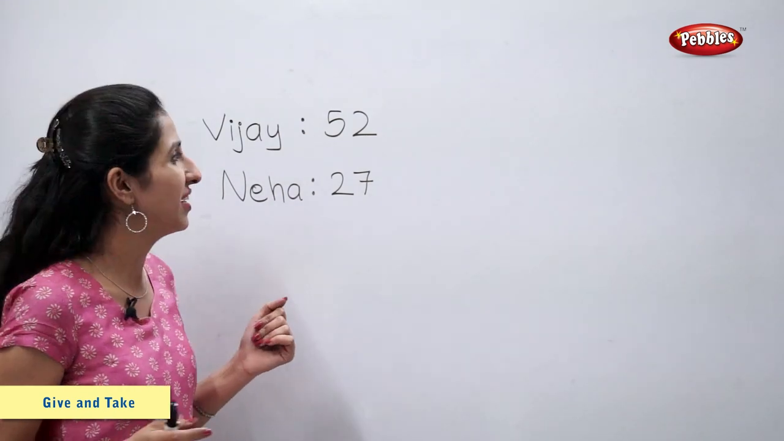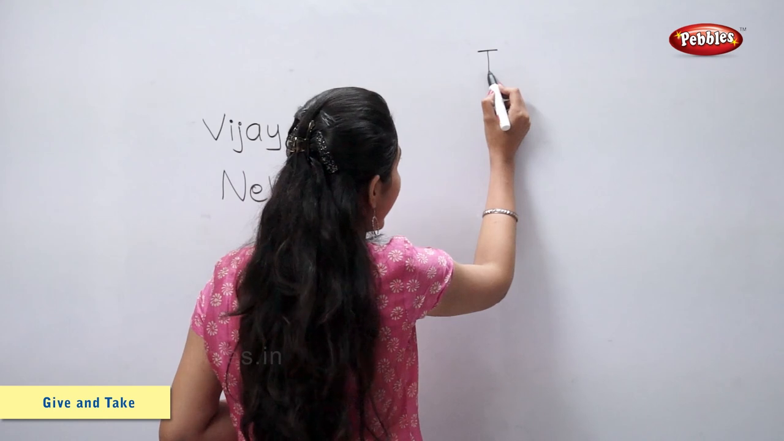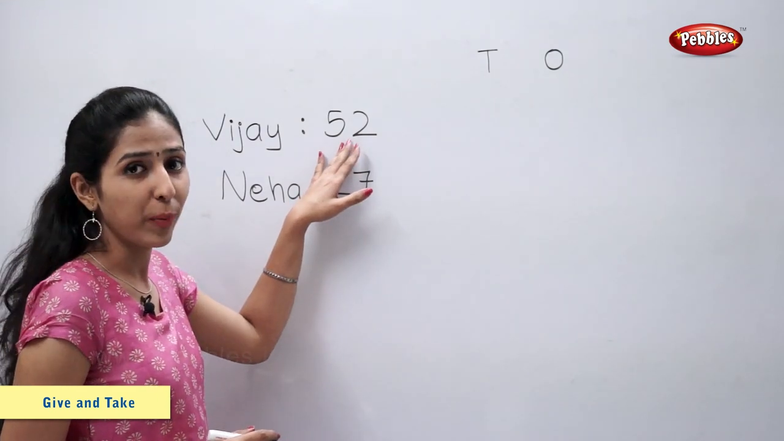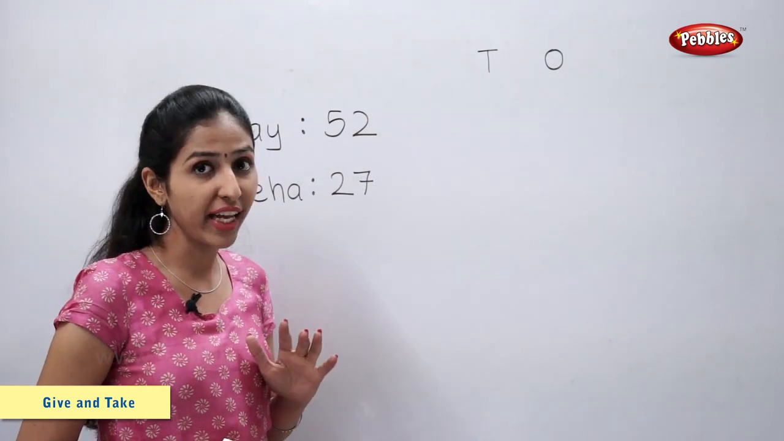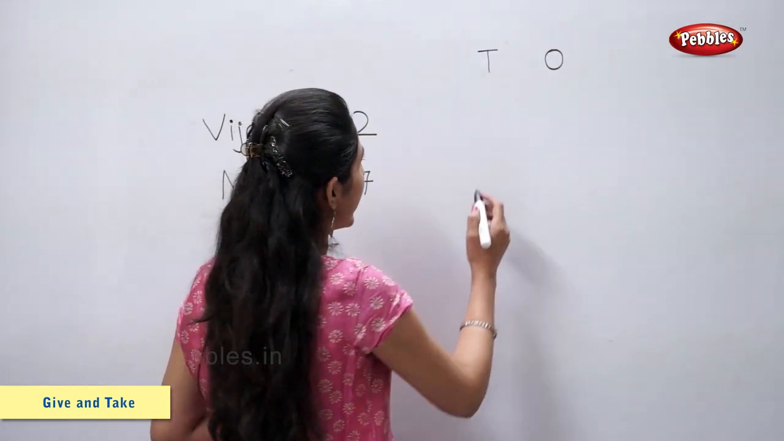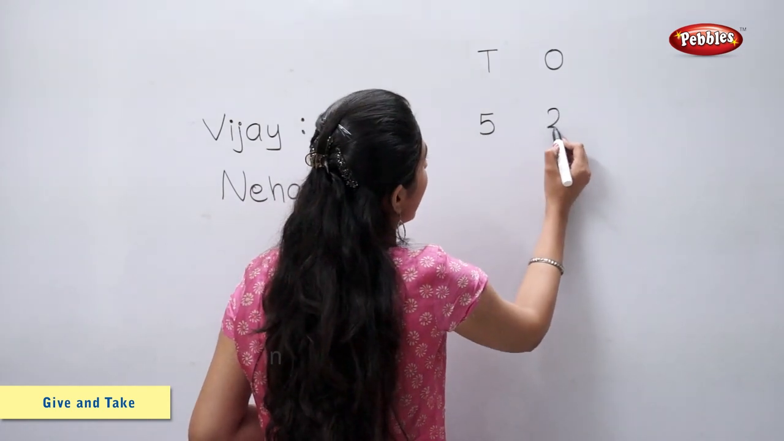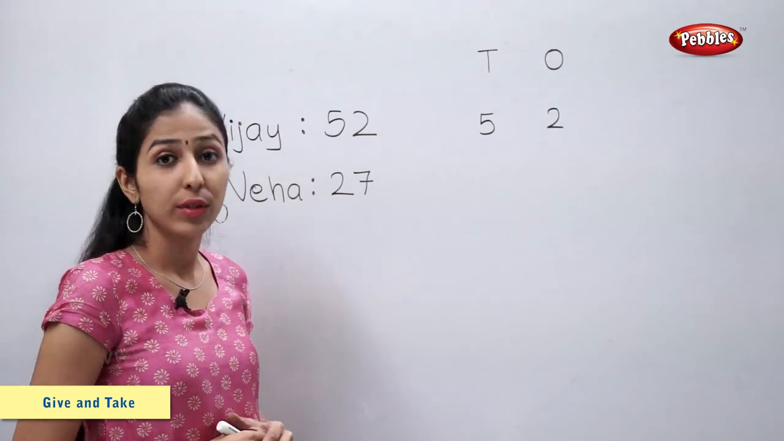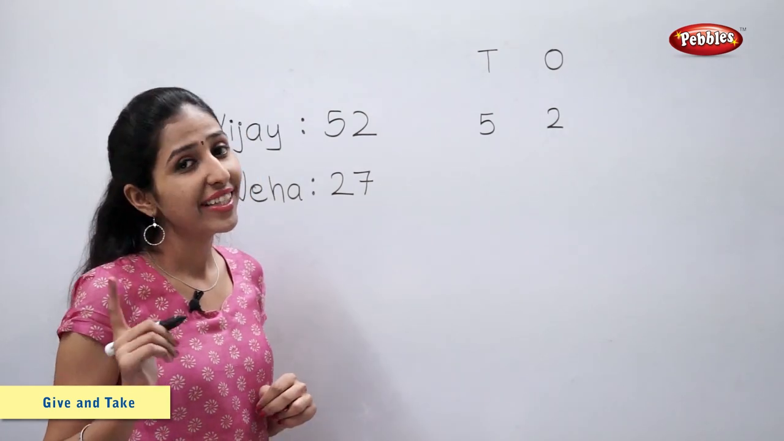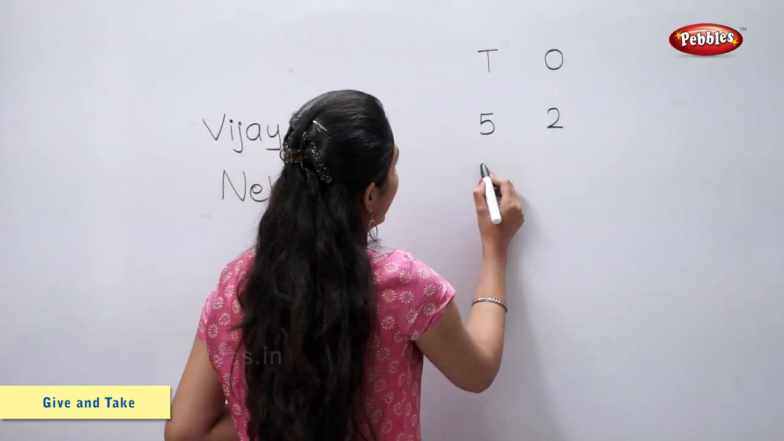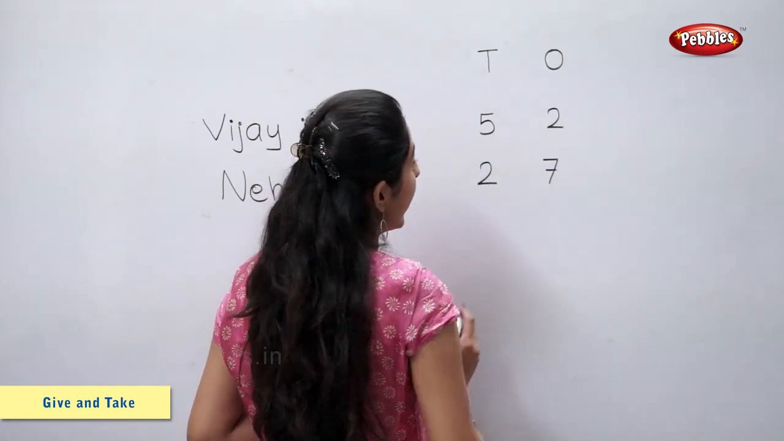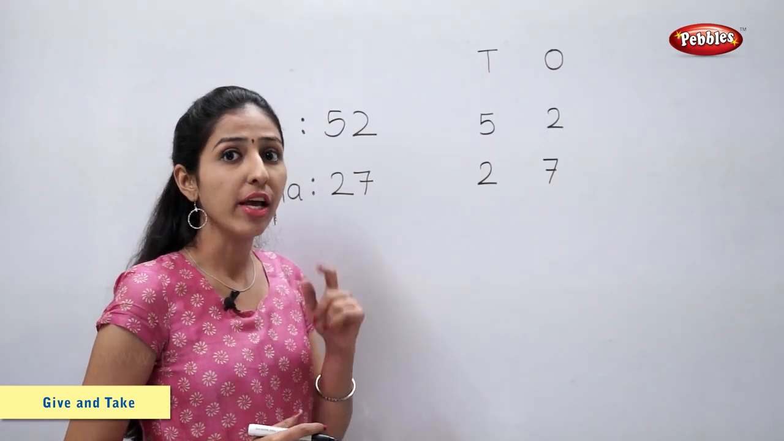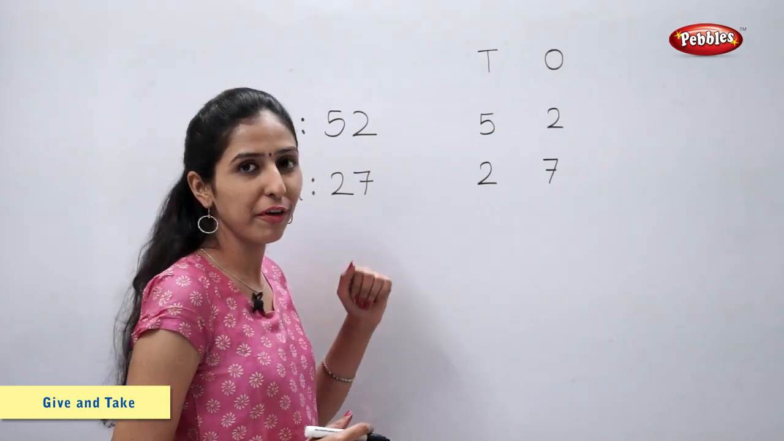So let's find out. Tens, ones. Vijay had 52 pearls. 52 means 5 tens, 2 ones. So let's write 5 tens, 2 ones. He gave Neha 27 pearls. 27 means 2 tens, 7 ones. So let's write 2 tens and 7 ones. As we have to find the number of pearls left with Vijay, we will subtract 27 from 52.